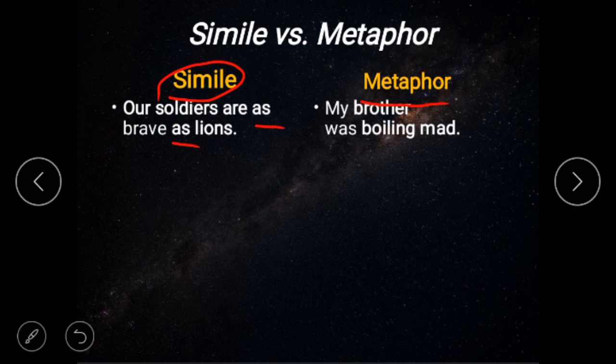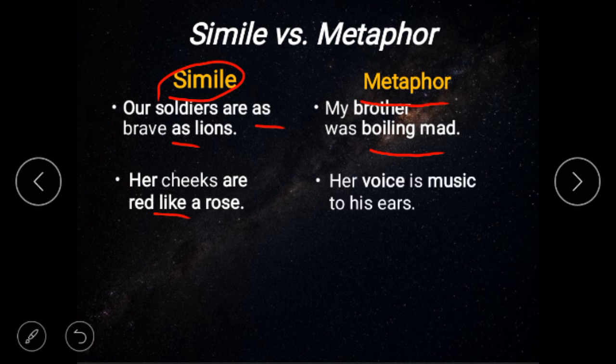My brother was boiling mad doesn't mean his brother was in liquid form, but boiling mad means his brother's anger was really very dangerous. But here, no "as" or "like" is used, so it's a metaphor. Her cheeks are red like a rose, "like," without a doubt, it's a simile. Her voice is music to his ears. Voice is being compared to music, but no "as" or "like," that means it's a metaphor.